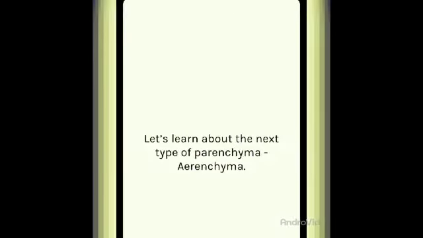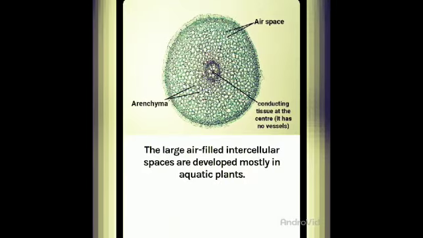Now let us learn about the next type of parenchyma, aerenchyma. That was chlorenchyma. Now we are talking about aerenchyma. Here you can see, children, in the center is the conducting tissue. Conducting tissue is always the xylem and the phloem. It has no vessels, and outside, here you can see the air space. This is the cross section of stem.